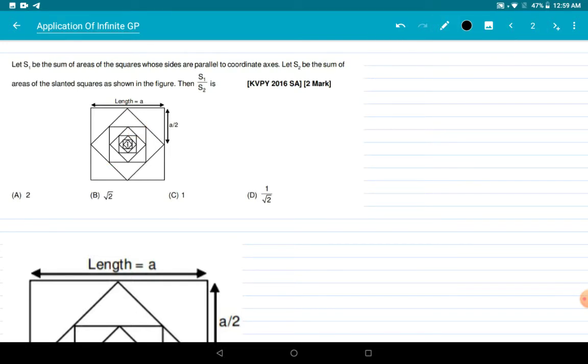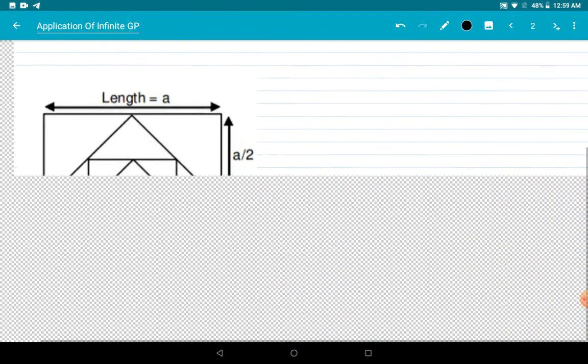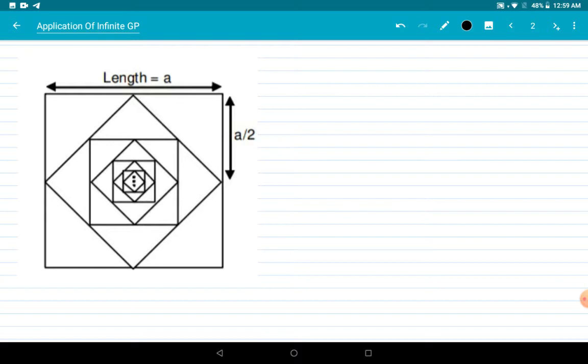Now we have to find out the ratio of S1 to S2, where S1 is the sum of the areas of the squares whose sides are parallel to the coordinate axes, and S2 is the sum of the areas of the squares that are slanted with respect to the axes. So how do we approach such a problem? First of all, to attack a problem like this, we have to analyze the situation. We have to analyze the geometrical shape. So we can see it's a square.